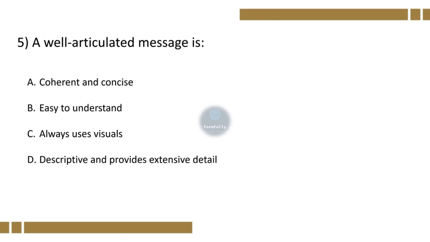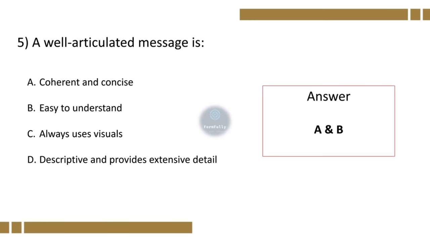Question 5. A well-articulated message is: option A, coherent and concise; B, easy to understand; C, always uses visuals; D, descriptive and provides extensive details. And the correct option is A and B.